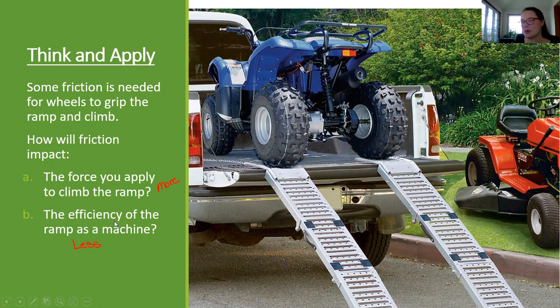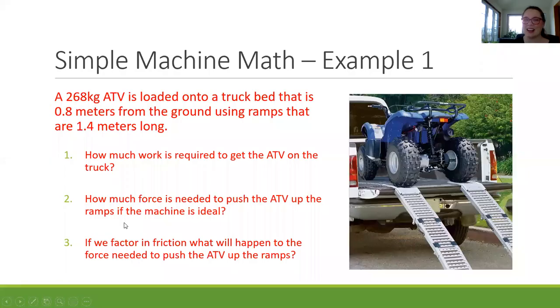This friction is maybe better to visualize if you were sliding something like a box up a ramp. All right, so let's do a little bit of simple machine math with an inclined plane. If you have a 268 kg ATV, apparently that's a standard weight, and it's loaded onto a truck bed that's 0.8 meters high from the ground using ramps that are 1.4 meters long, I want to know how much work is required to get the ATV on the truck.